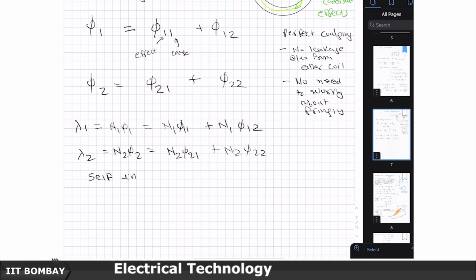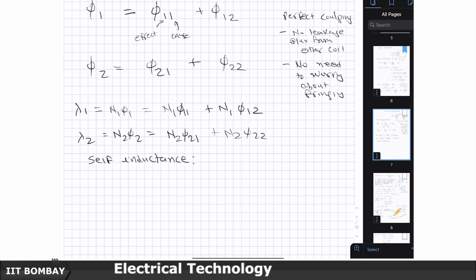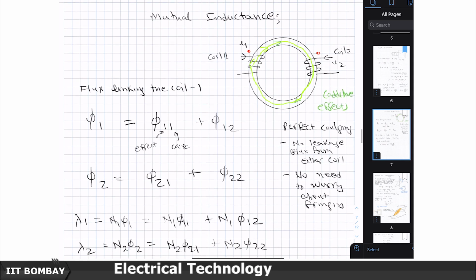We have already defined this, but at that point of time we had only one coil and a magnetic circuit. In this particular case, I will specialize my definition like this: the self inductance of the coil 1, which is L1, or if you want you can also call it L11, is equal to N1 phi 1 by current I1 when I set I2 to 0. That means the coil 2 is open circuited.